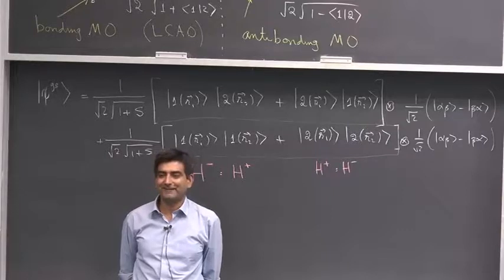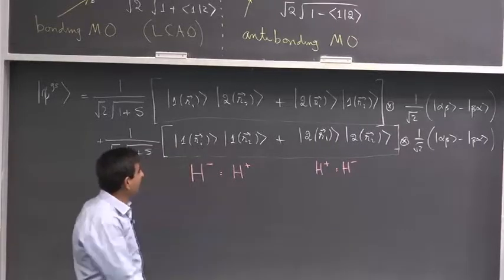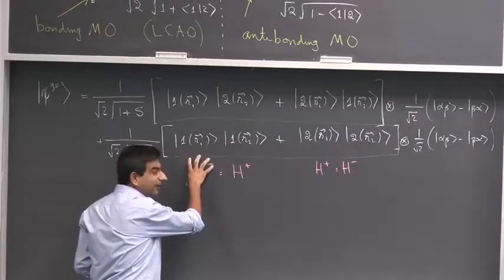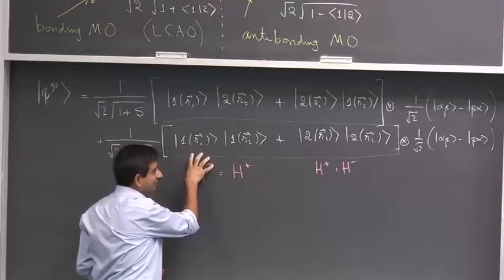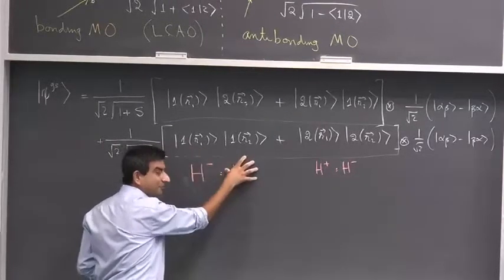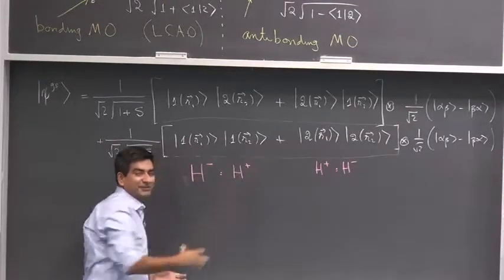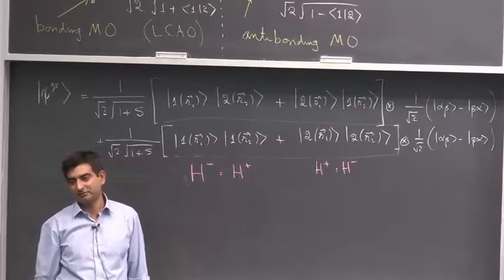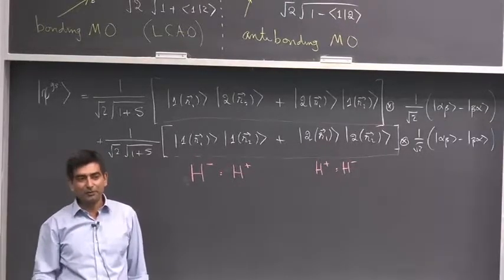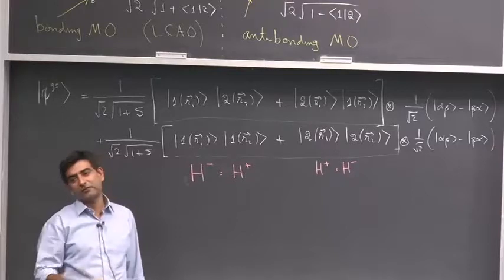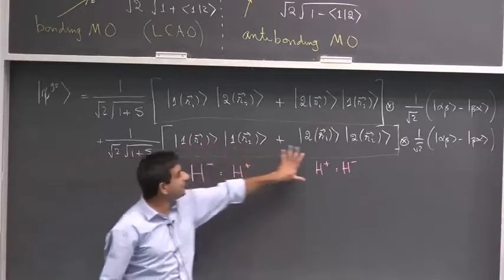Now in an ionic bond, you have an anion, a negatively charged ion, and a positively charged ion. So it's a high energy configuration. What we're looking at is the quantum mechanics of bond formation here. So this is a high energy configuration.